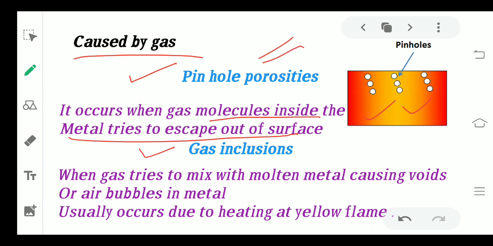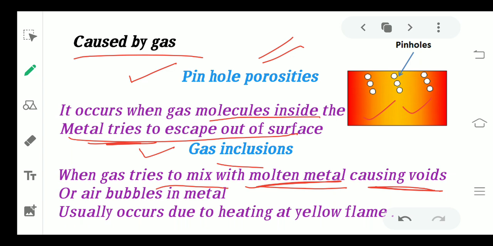Now the next one we have here is the gas inclusion. Gas inclusion and the pinhole porosities are very much similar. The only difference is that pinhole porosity occurs when the molecules inside the metal try to escape out of the surface, whereas the gas inclusion occurs when the gas tries to mix with the molten metal. There, they were trying to move out of the surface, and here the gas is mixing with the molten metal, which leads to formation of voids or air bubbles in the metal.